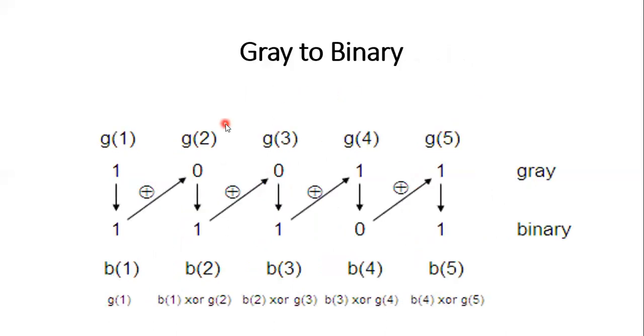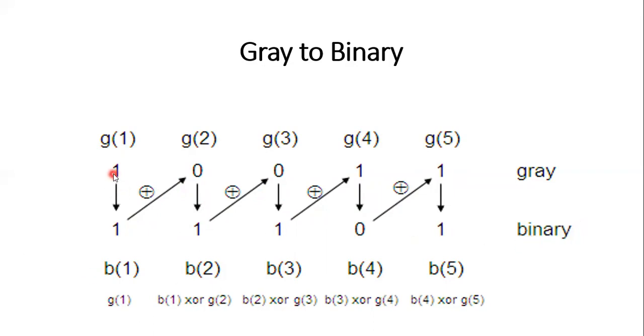Then gray to binary. Suppose a gray number is given. How to convert it? Take this number as it is. Then this is added to the gray. So 1 plus 0 is a 1. Then 1 plus 0 is a 1. 1 plus 1 is a 0, omit the carry. Then 0 plus 1 is a 1. So this is the binary.